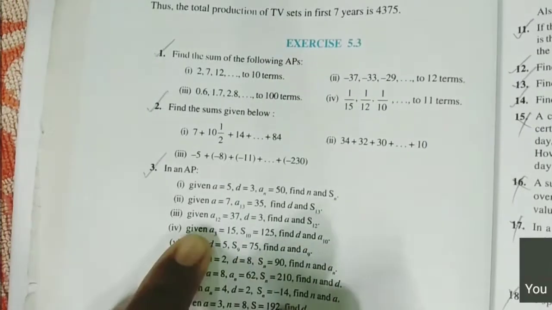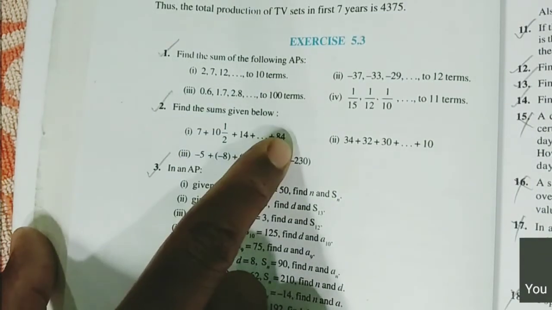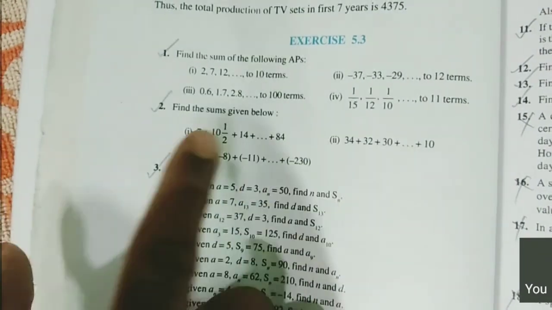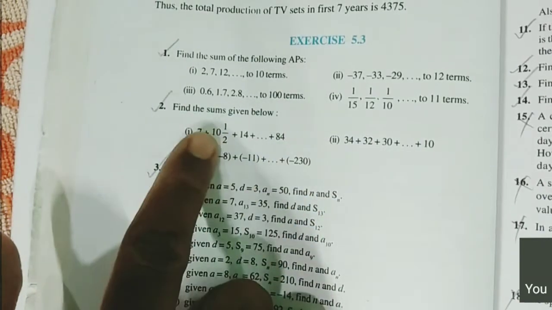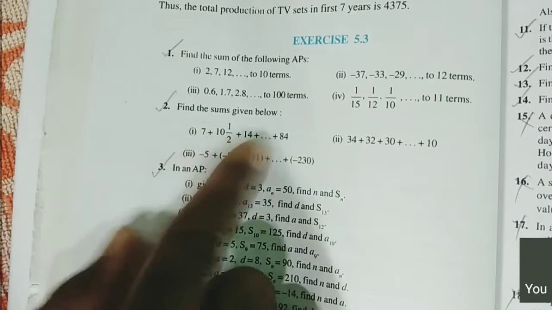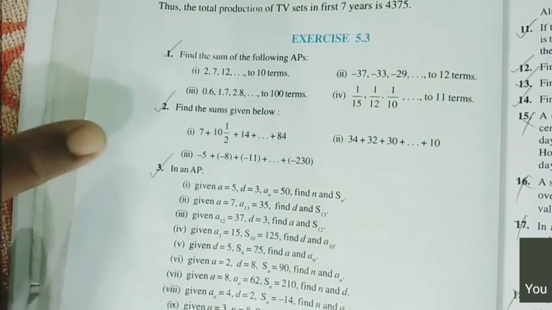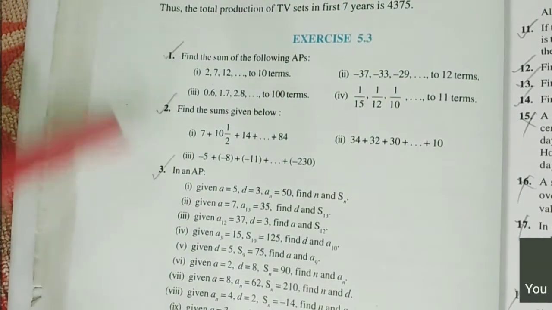So listen, second problem, exercise number 5.3, second problem. Find the sum given below. Actually, they have given something. They didn't say it is AP or not, right? They have given: find the sum given below. So we should find the sum of the given series, right? Clear? Are you all able to differentiate the first problem and second problem?